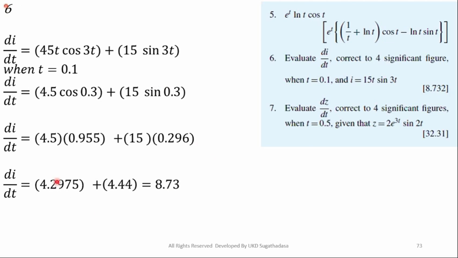Then simplify, this is 4.2975. To multiply these two, if you multiply this by 15, you get 4.44. The final answer, it can be any units, is 8.73. Right? You get the correct answer.